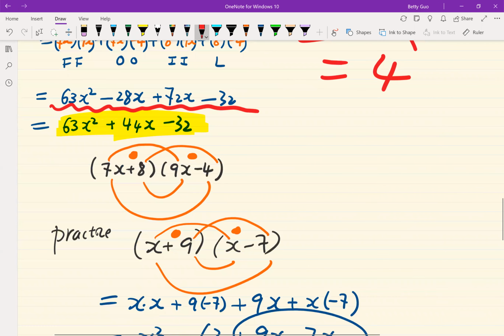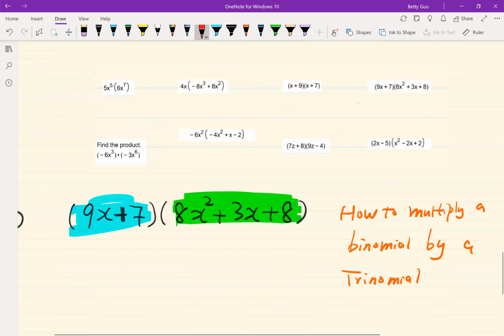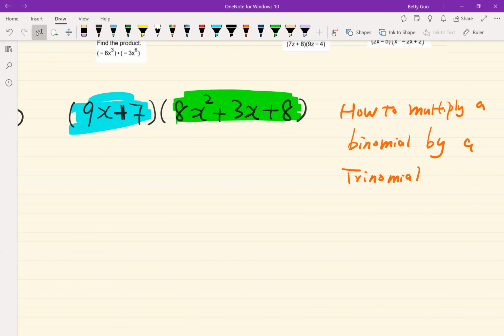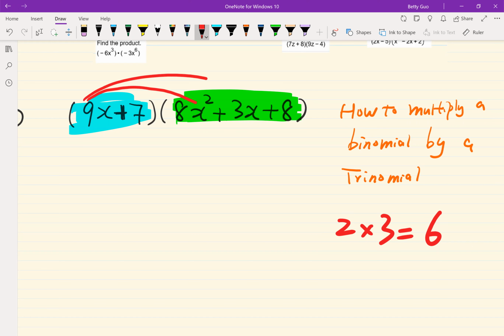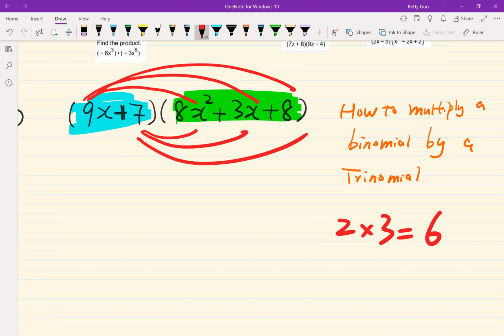Let's see number 5. How many terms in the blue? How many terms in the green? What is 2 times 3? Okay, your expansion is going to have 6 terms. Let me show you what the 6 terms are. 1, 2, 3, 4, 5, 6. So the expansion is going to have 6 terms.